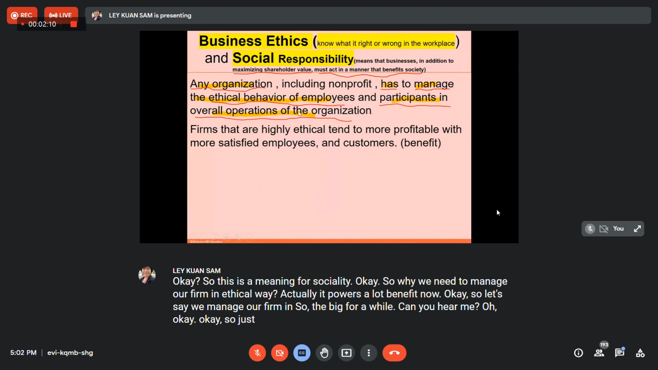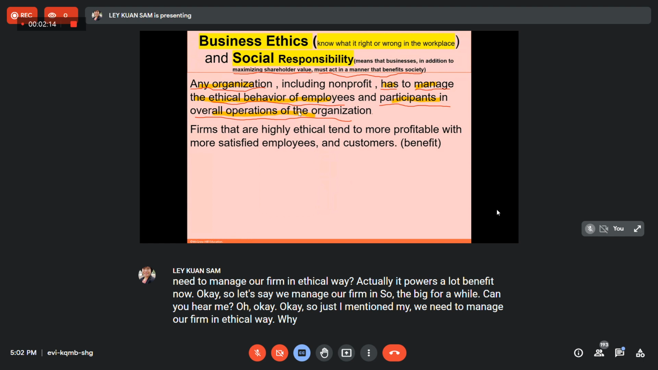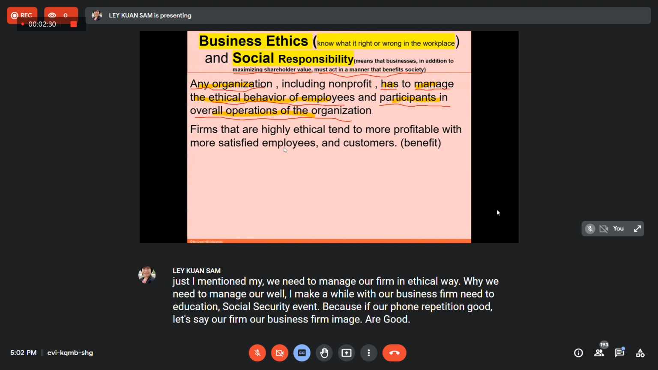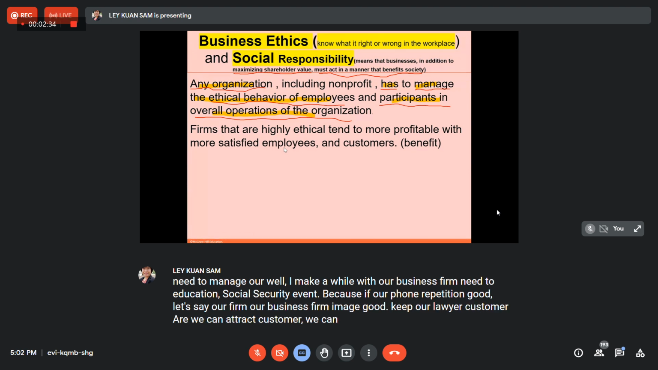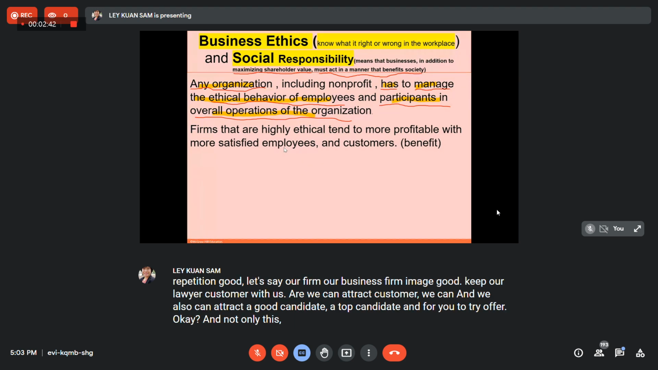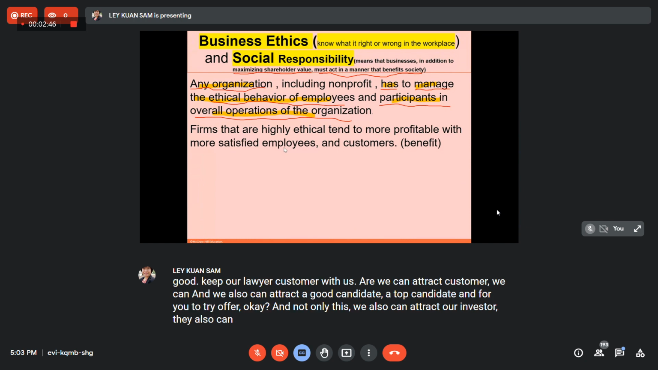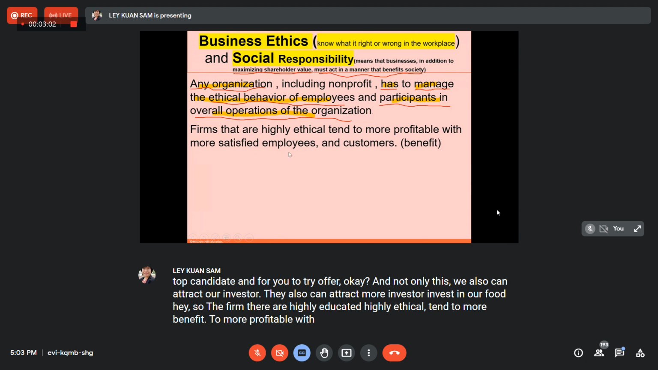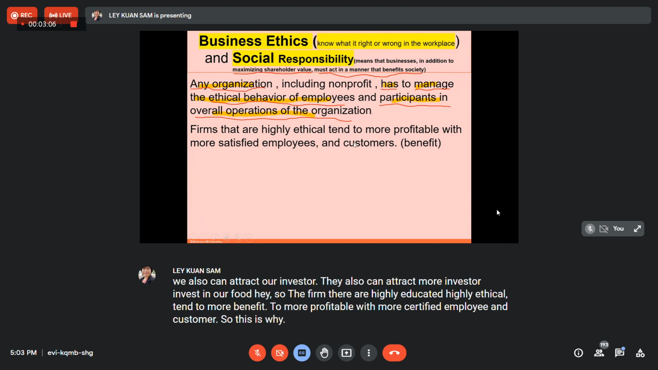Okay, so as I just mentioned, why do we need to manage our firm in an ethical way? Why does our business firm need to engage in social responsibility events? Because if our firm reputation is good, if our business firm image is good, we can attract customers. We can keep our loyal customers with us, and we also can attract top talented employees to join our firm. Not only this, we also can attract more investors to invest in our firm. The firms that are highly ethical tend to be more profitable, with more satisfied employees and customers.